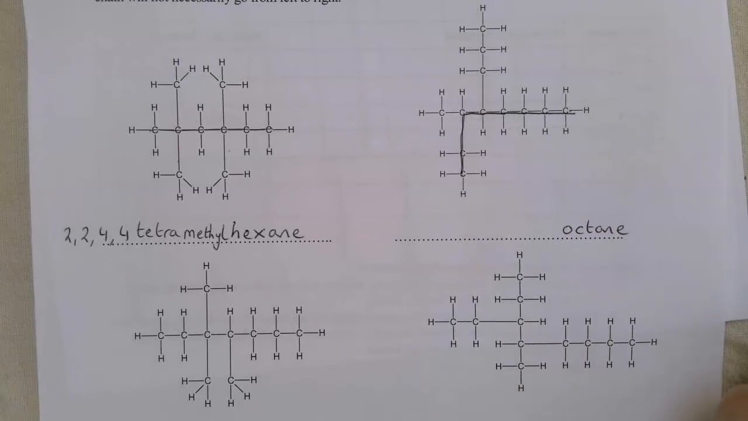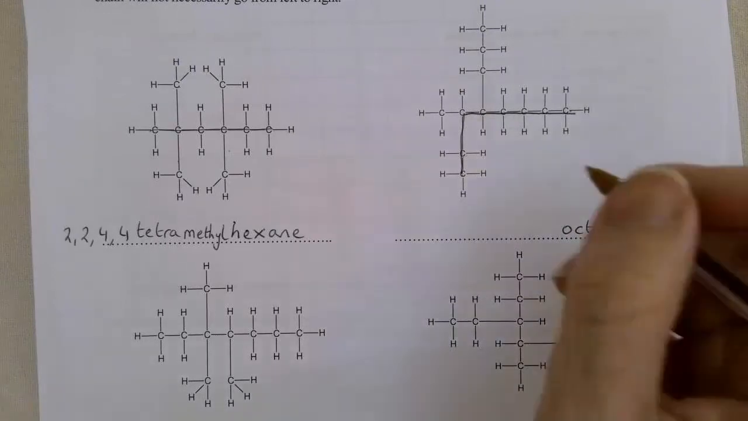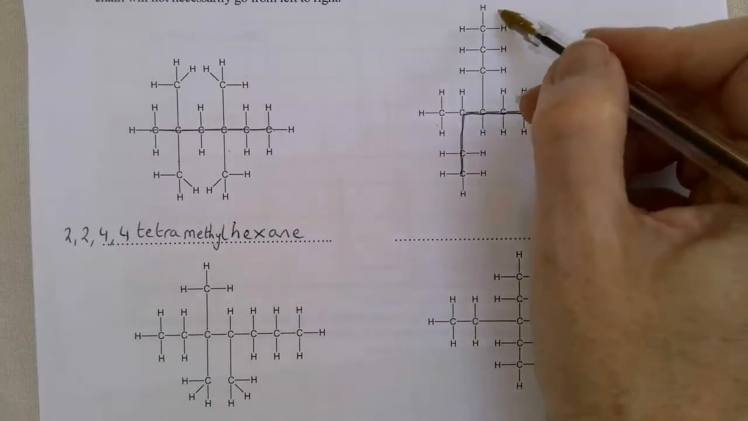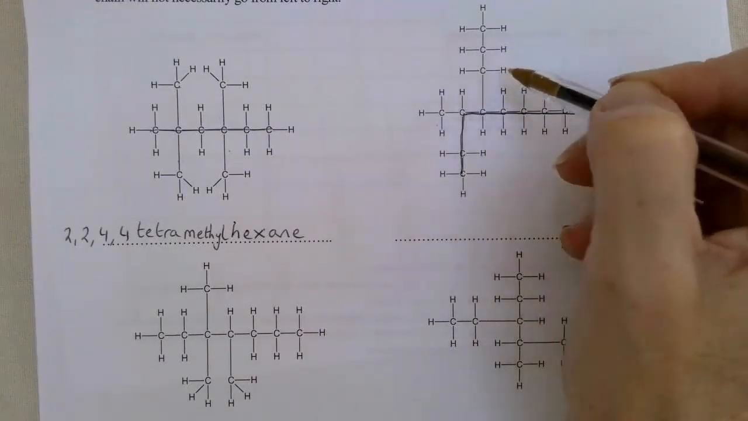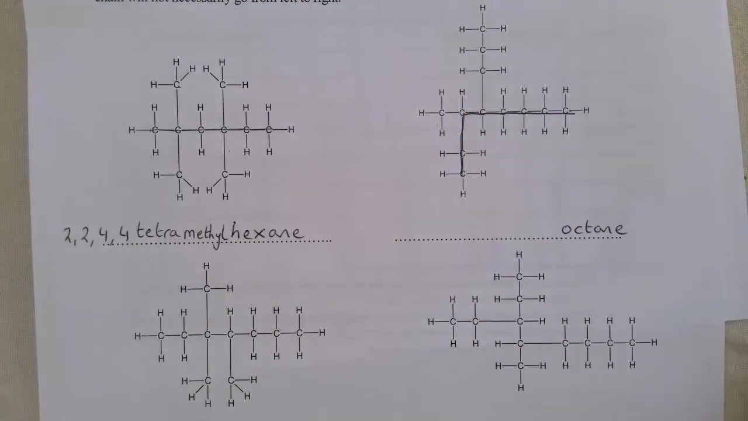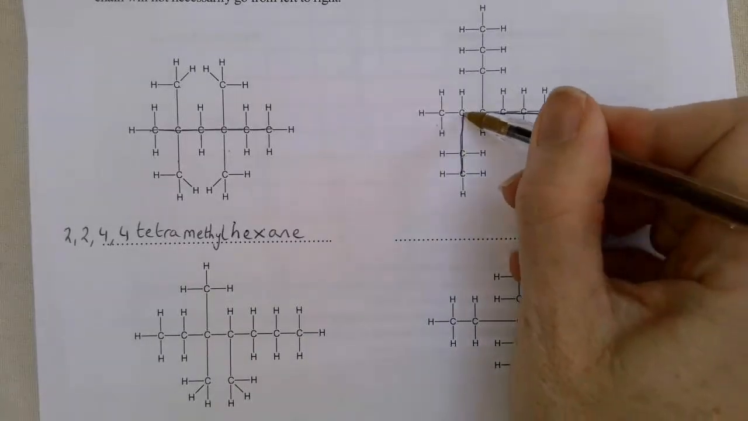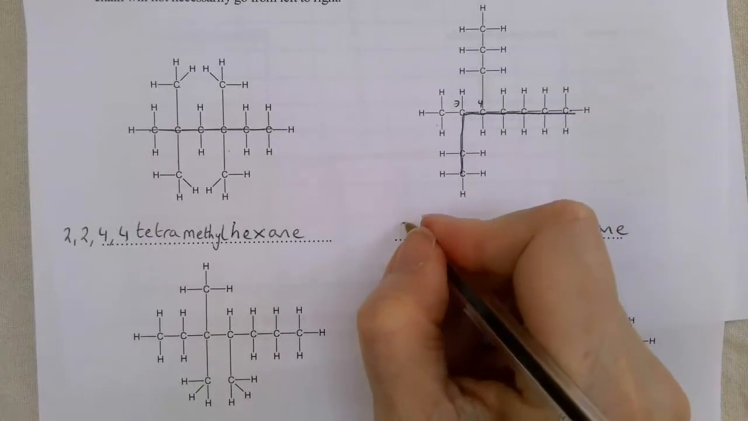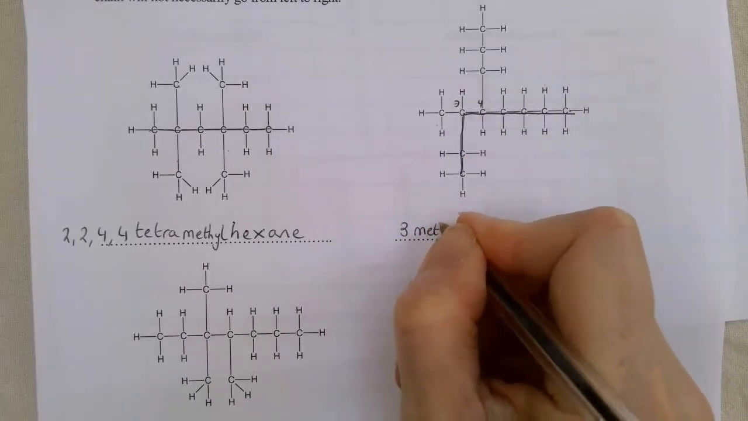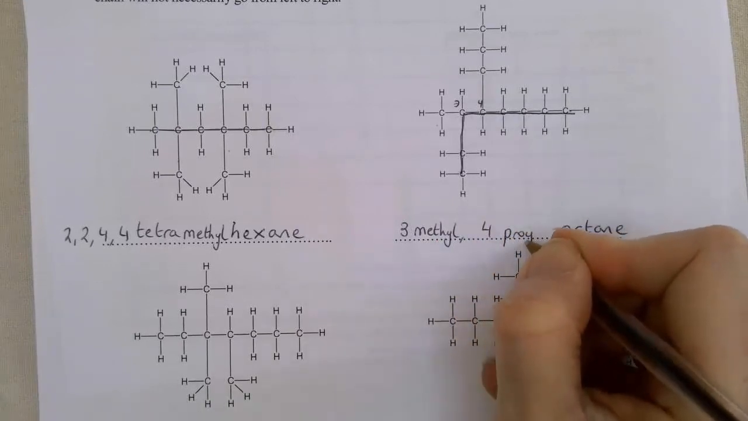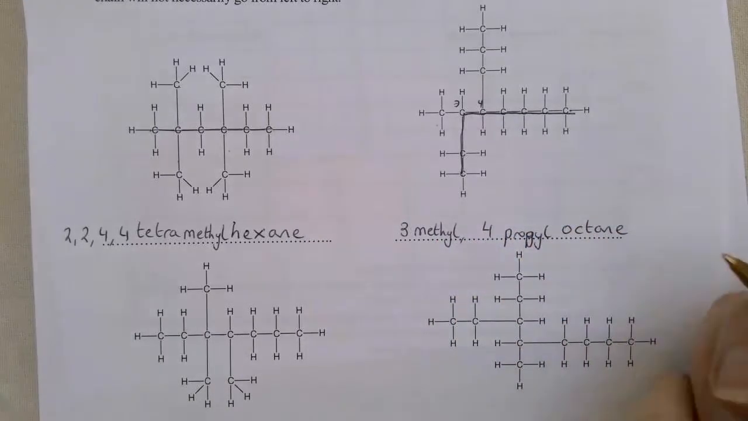This time I have 2 branches, but they are different branches. I have this branch here, which is a methyl branch, and I have this branch here, which is a propyl branch. Again, I'm going to number them, so I've got the smallest possible numbers. So this is carbon number 3, and this is carbon number 4. So this would be 3-methyl, 4-propyl octane.